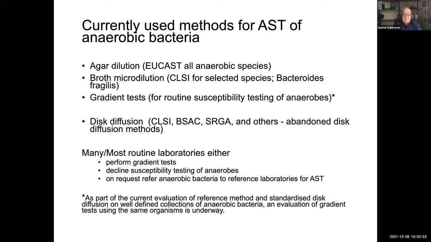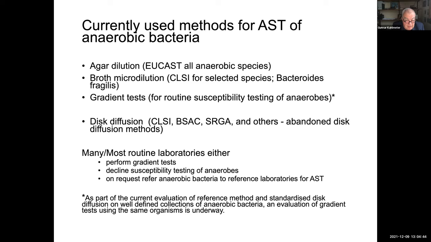There have been attempts to develop disc diffusion from a number of committees over the years. CLSI used to describe one, BSAC had one, the reference group of antibiotics in Sweden had one, and all of these have, for a variety of reasons, been abandoned, mostly because people felt they weren't trustworthy, and we'll come back to that as well. So what routine laboratories do today is either they perform a gradient test, or they decline to do susceptibility testing of anaerobes, or on request from colleagues, refer anaerobic bacteria to a reference laboratory in their neighborhood somewhere, hopefully, and ask them to perform the AST on that particular bug.